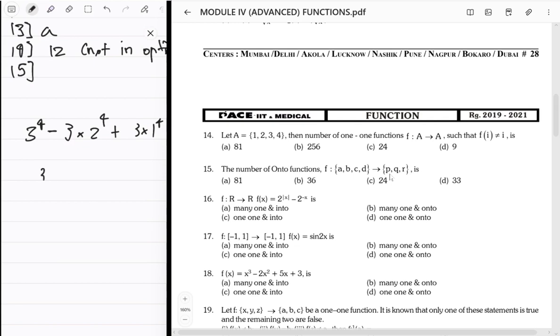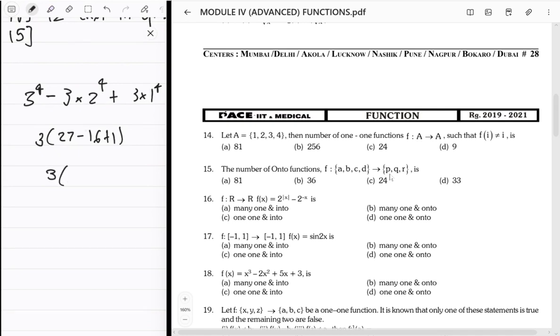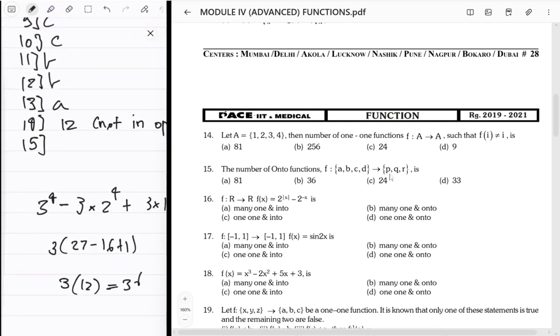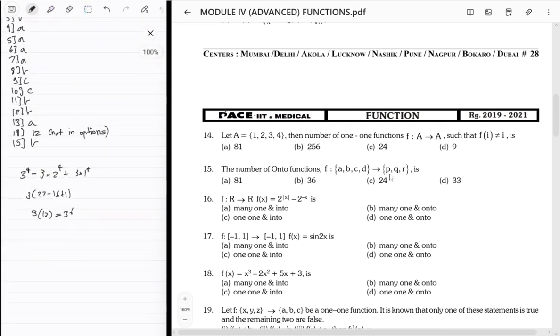So you can take a 3 common. You got 3 power 3, which is 27, minus 16, and then plus 1. So 3 times, what's this going to be? 11 plus... like 12. 36, I guess. B is the answer. Next, 16th.